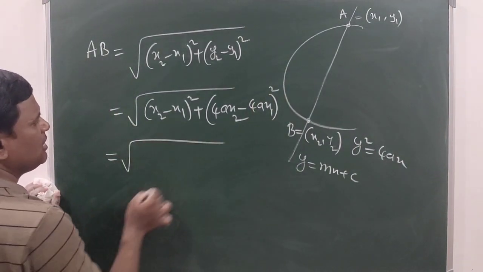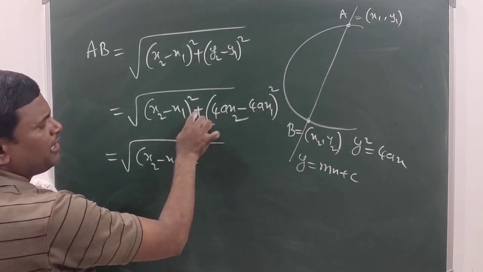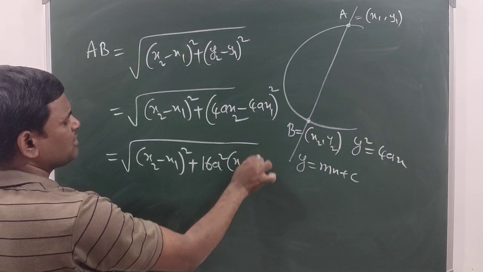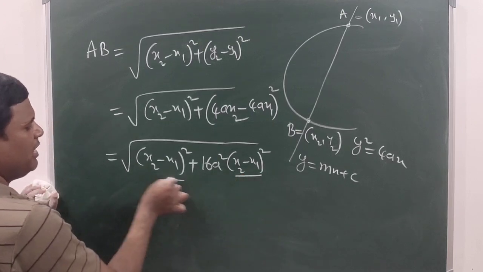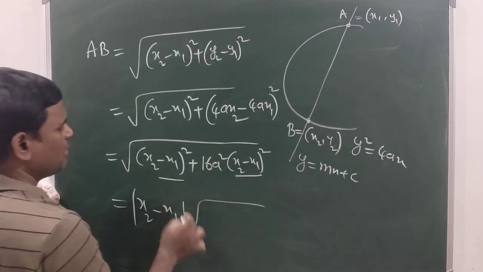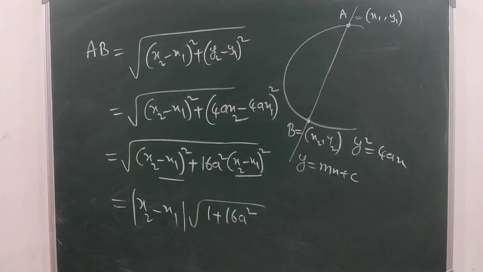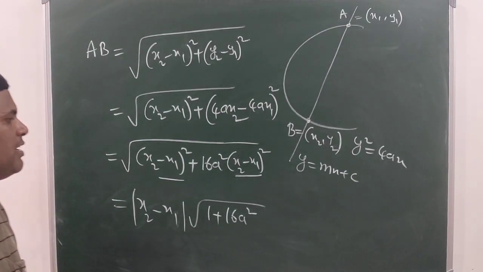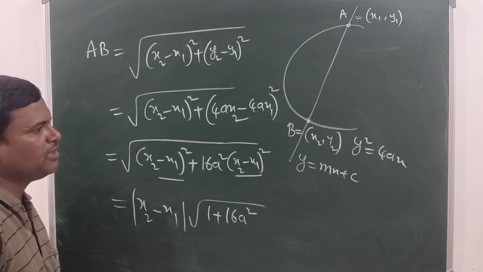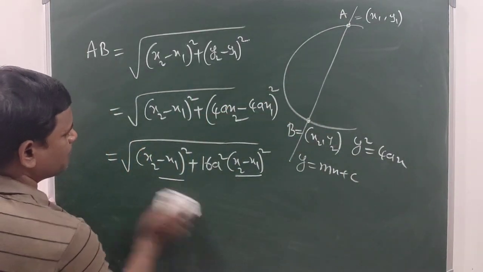So what do you write here in the next step? (x2 minus x1) whole square plus 16a square, taking 4a outside, and (x2 minus x1) whole square. So you can take both outside. When you take out mod of x2 minus x1, inside you will get 1 plus 16a square. Am I right? Okay, right. So here we want x2 minus x1, the difference of abscissae of A and B. For that, observe what I am going to do.